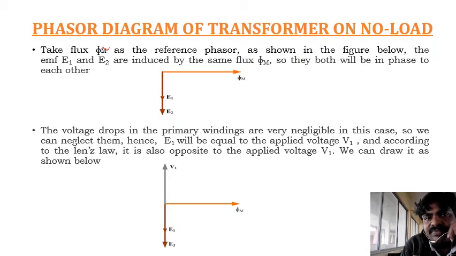Here, that is phi suffix m. That is the mutual flux. Here we are going to consider this as the reference phasor, that is phi m. Now with respect to this phi m, we are supposed to draw the remaining components.